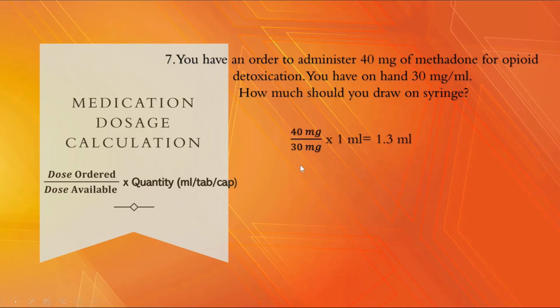So 40 divided by 30 into the quantity, number 1. So 40 divided by 30 gives 1.3 ml. So the answer is 1.3.